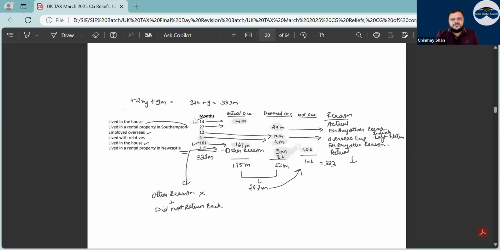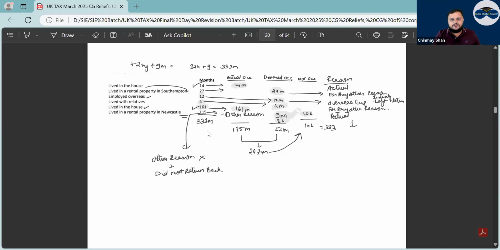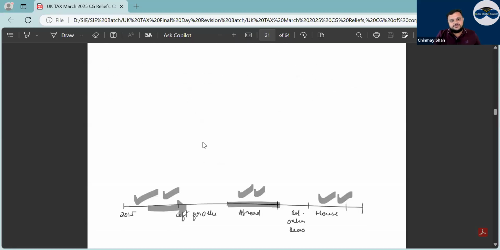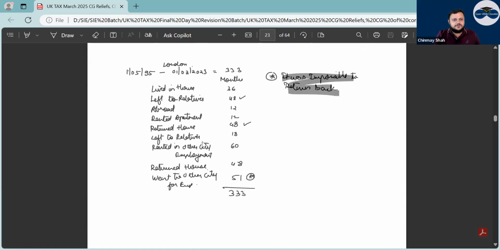Now have a look. Lived in the house 14, that is actual occupation. Lived in a rental property in Southampton, right? For any other reason, 36 months are allowed. Employed overseas, so from there only he went, right? Then he lived with relatives and came back to the house. So this 12 months will be deemed occupation because he left the house. Even if he has taken a route and then come back, it will still be allowed. Then he lived 161. 115 he did not live in the house, correct? But the last 9 months will be considered. Yes, that is how things work out, correct?